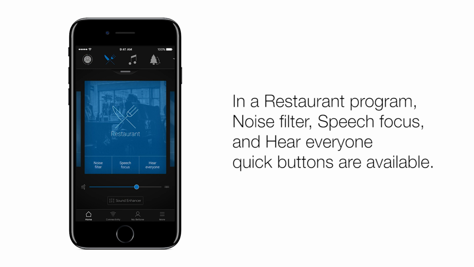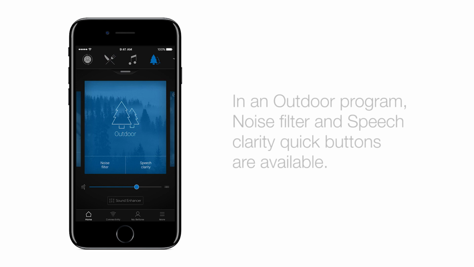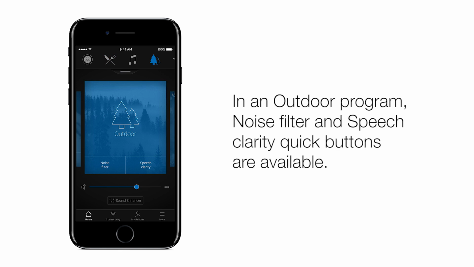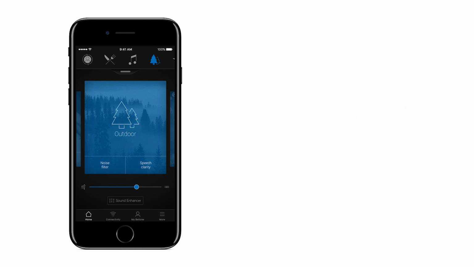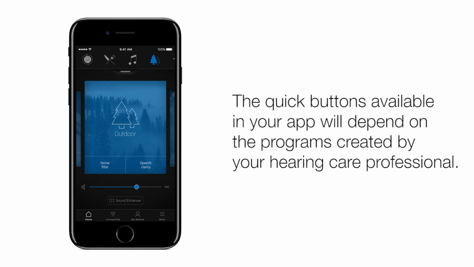In a restaurant program, noise filter, speech focus, and hear everyone quick buttons are available. In an outdoor program, noise filter and speech clarity quick buttons are available. The quick buttons available in your app will depend on the programs created by your hearing care professional.